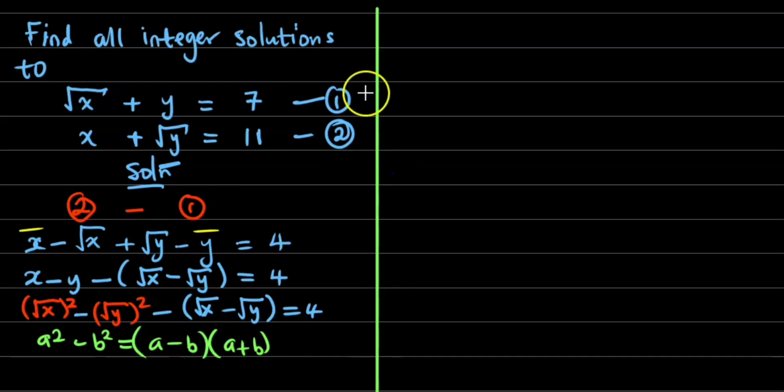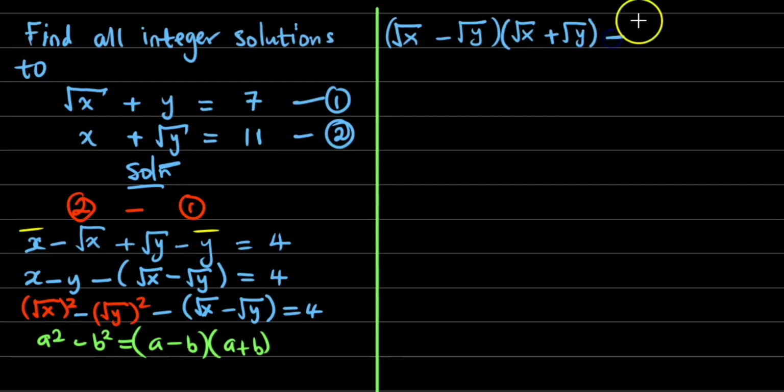Let's continue. With that, we're going to have square root of x minus square root of y. Our a in this case is square root of x and our b is square root of y. So you check that out. That'll be then square root of x plus square root of y. And then we have minus, still the difference between the roots, square root of x minus square root of y. On the right hand side we have 4.